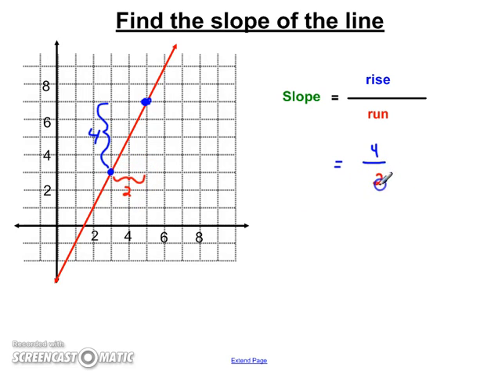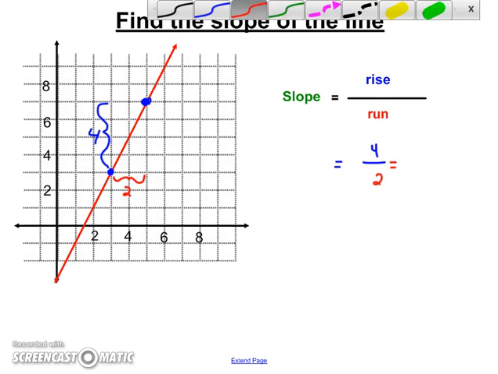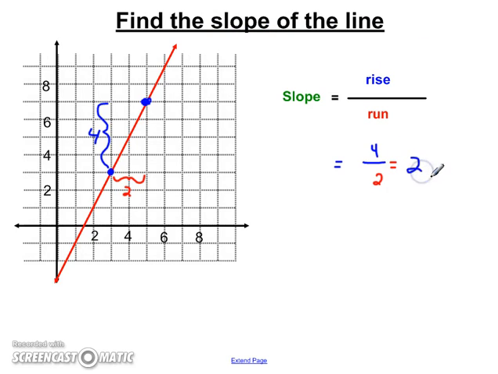All right, so rise over run. Well, 4 divided by 2 is 2. So my slope in this case is a slope of 2. And what that tells me is, for every 1 unit I move to the right, the line goes up 2 units.